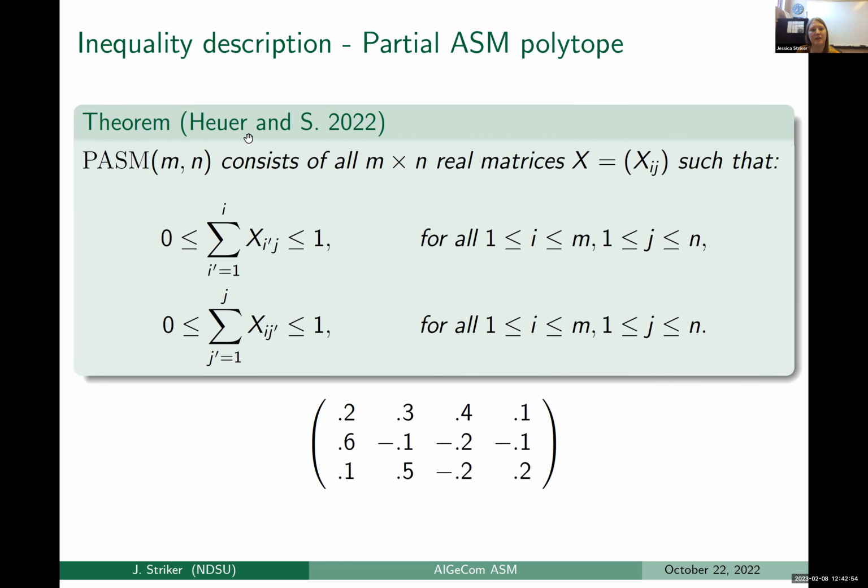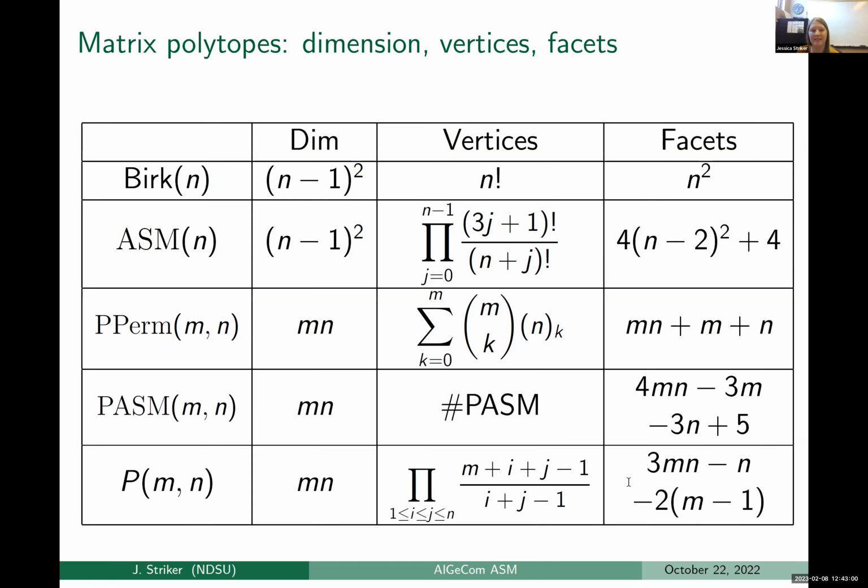And then more recently with my grad student Dylan Hoyer, we came up with some similar theorems for this rectangular alternating sign matrix case. You shouldn't really read this necessarily, but we can figure out the dimension and the vertices and the number of facets for all of these different polytopes. And so those are fun enumeration problems that relate to geometry.